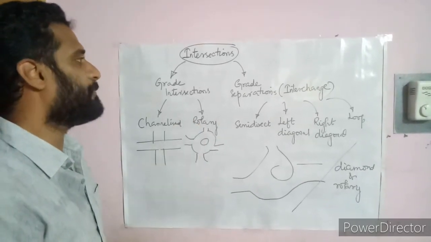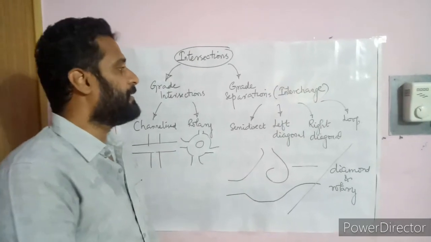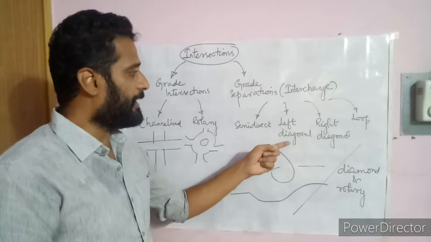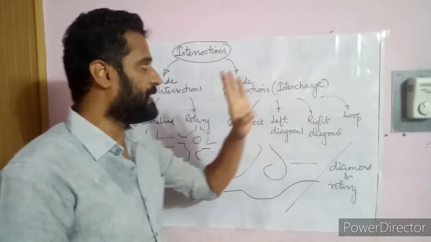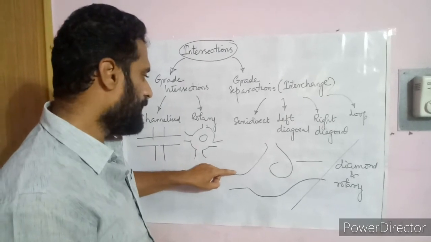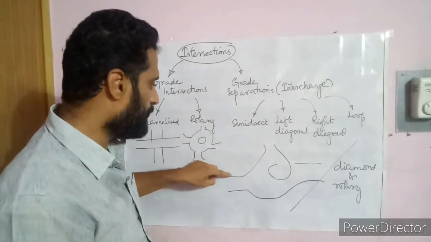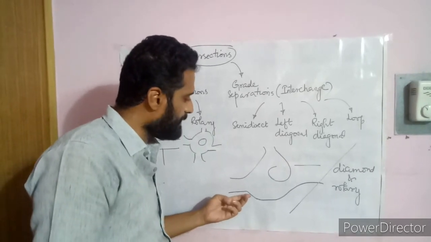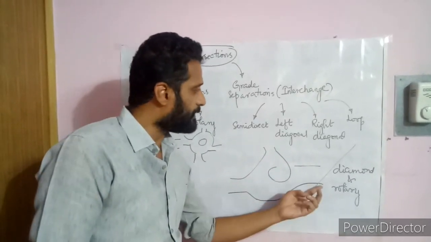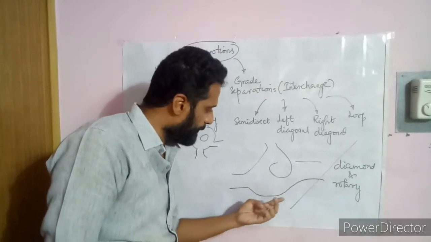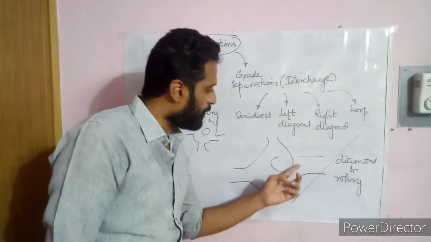So in case of grade separations, we go for the interchanges. There are some terms called semi-direct, left diagonal, right diagonal, and loops in the case of grade separations. So you see, this turn is called the left diagonal, this turn is called the right diagonal, and this is called the semi-direct. You see there is a little curve. So this is called the semi-direct, and there is another term called loop.